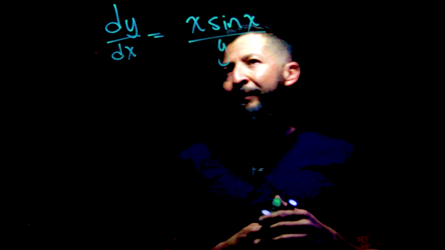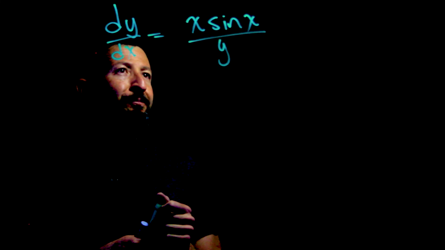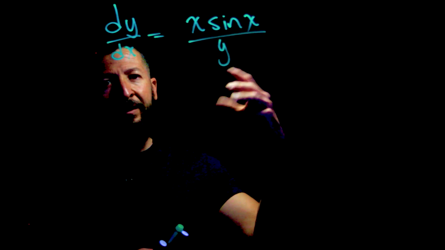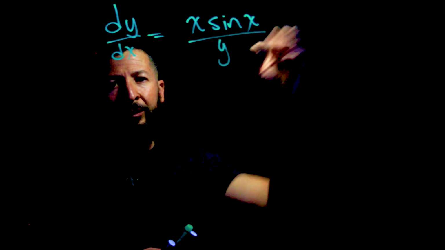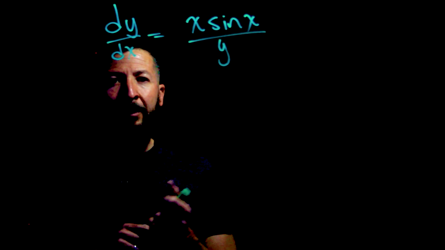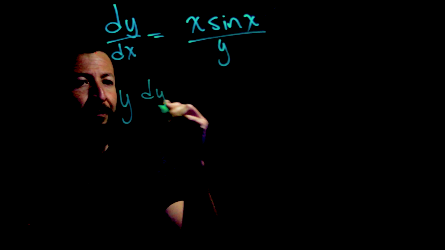All right, let's start with a simple one. Something of the form a function of x, which we can think about as x sine of x, and a function of y that you can think about as 1 over y. So what I'm going to do is separate the variables, and multiply both sides of the equation by y. So this was very straightforward.